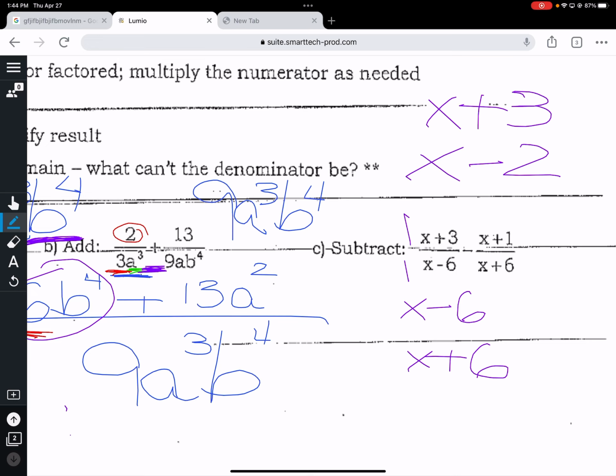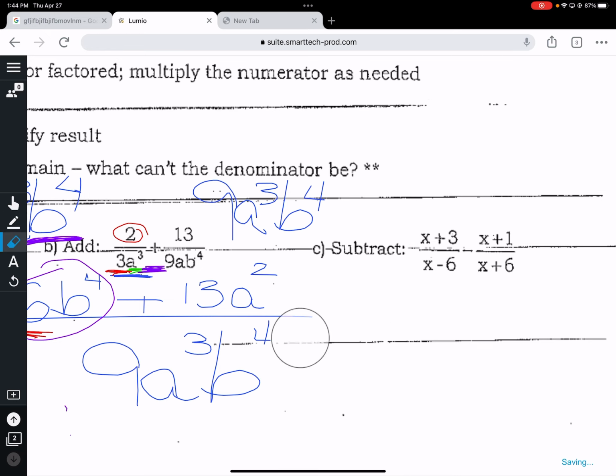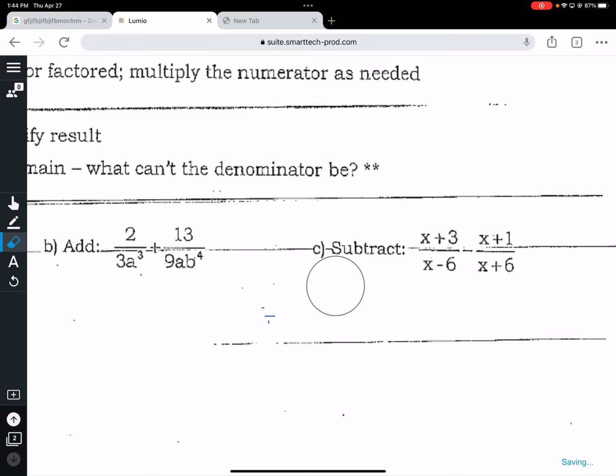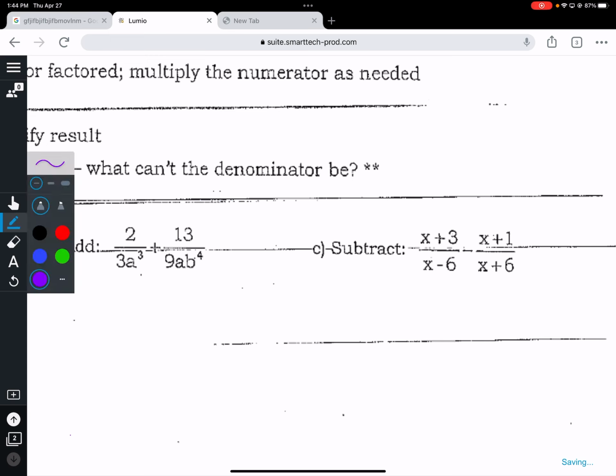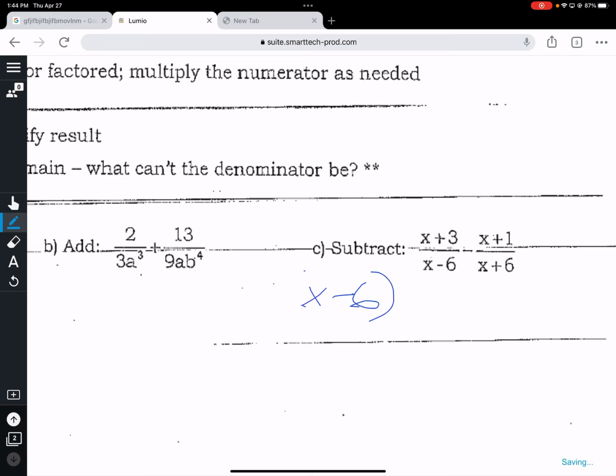So what is the denominator? X minus 6. Can I just change the plus 6 to negative? I'm talking about denominators. No, it would go to the numerator. So our common denominator will be x minus 6, x plus 6. And you could write it x plus 6, x minus 6. It wouldn't matter either way. All right, so do we agree on the denominator?